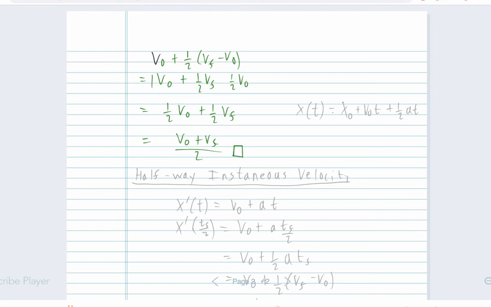Okay. And then in math, you'll often see them write this little square to show that you're done with the proof. Okay, so now the next step is that we want to show the halfway instantaneous velocity. So we just finished our first proof, so we're going to do the second part.